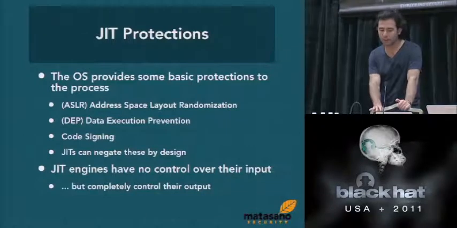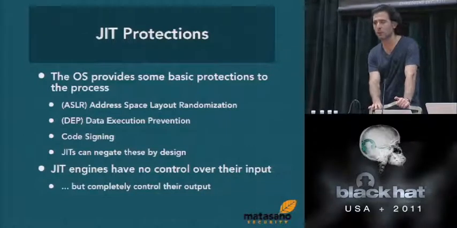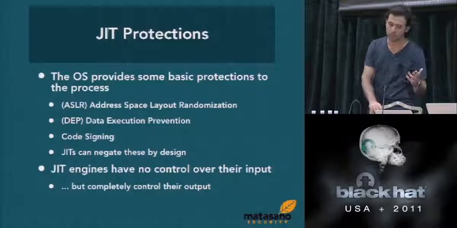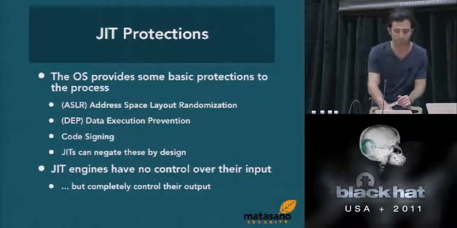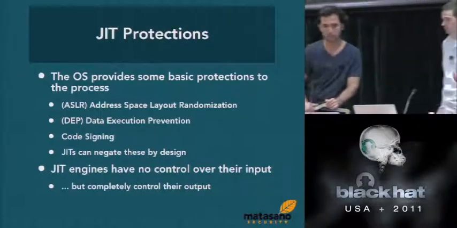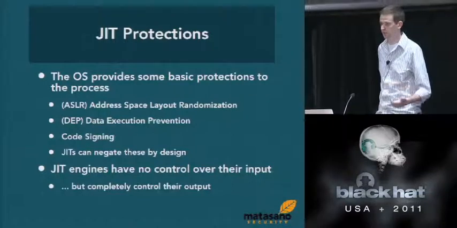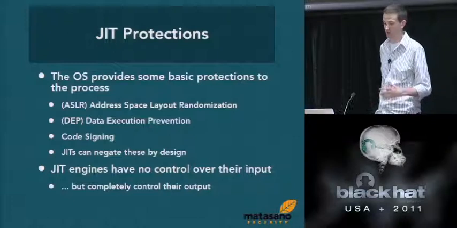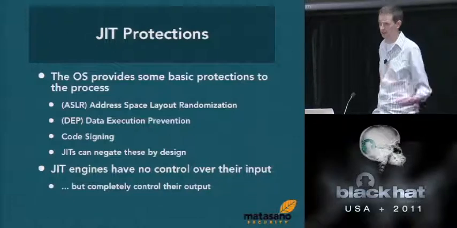And so JIT engines, we've been discussing that they have no control over their input since source can be completely attacker provided. But they have complete control over what they're emitting and where they're emitting it. So that can introduce a lot of ways to protect themselves. All the code a JIT engine is emitting is, by nature, going to be position independent. So where it's placed on those JIT pages is completely up to the JIT engine, and that gives it a lot of flexibility in protecting itself.